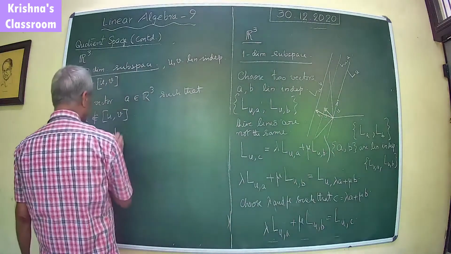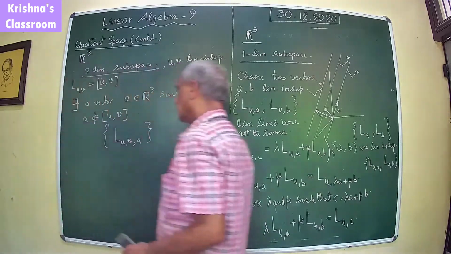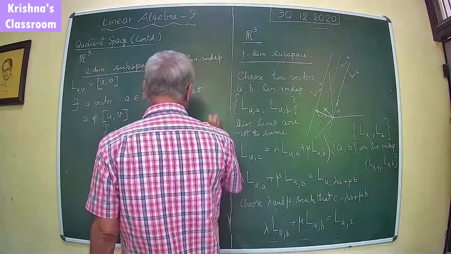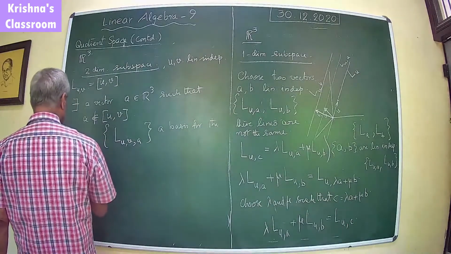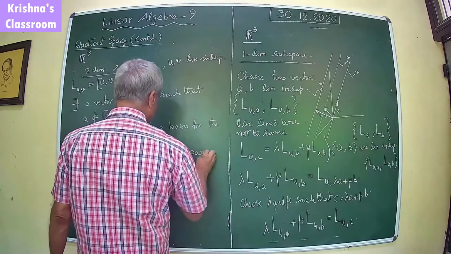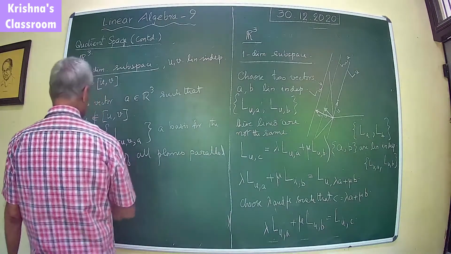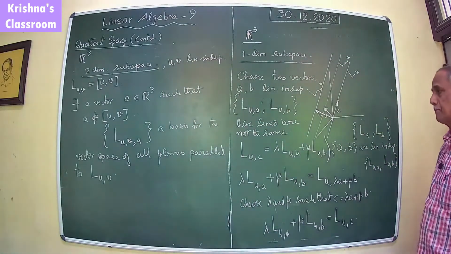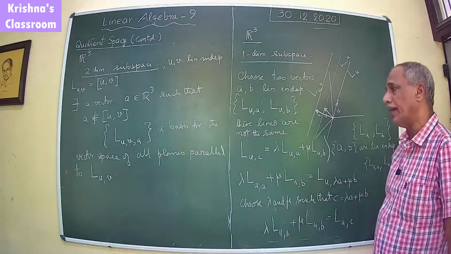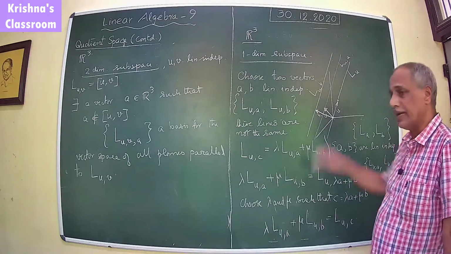Now you look at this class, L, A. This would form a basis for the vector space of all planes parallel to it. So essentially, this is the collection of all LUV, which is now a one-dimensional space. Okay, so we have now several kinds of scenarios that we have worked out.